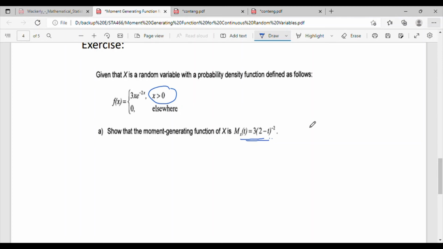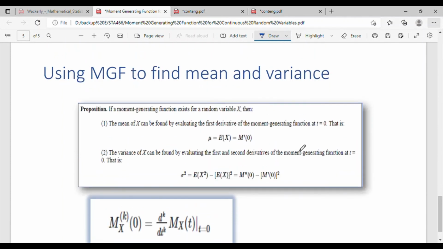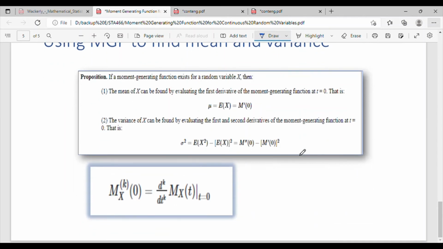Alright, okay. So like before, we can use the MGF to find the mean and the variance. The same concept as before: when we differentiate to get the derivative once, then replace t with 0, we will get the mean. Differentiate the moment generating function once, replace t with 0, and we get mu, which is the mean. Okay, replace t with 0.